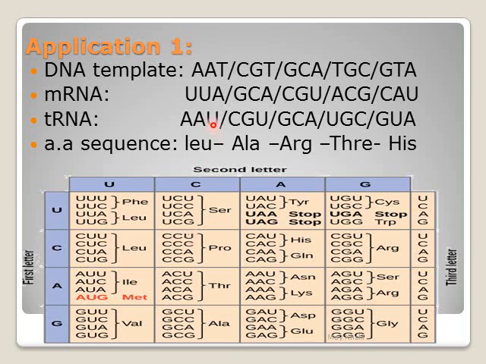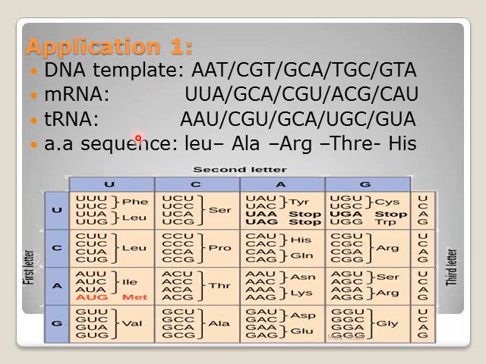This application will help you a lot. So for the DNA template, I divided it for you into triplets in order to make it easier to find. The first triplet in DNA is AAT, so the complementary on the messenger will be UUA. And the transfer RNA will be complementary to the messenger, AAU. I'm interested in the messenger RNA.